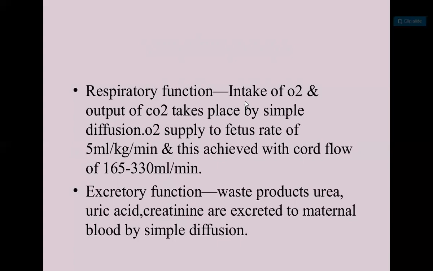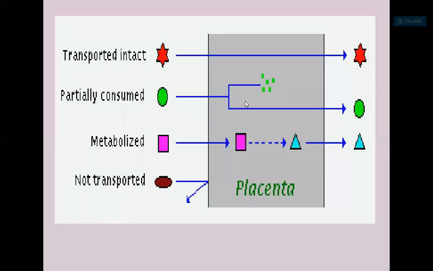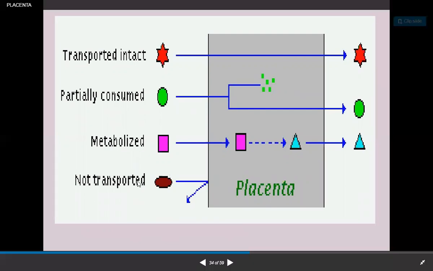And excretory function, that is, it has to remove the waste products from the body. Which waste products does it have to remove? That is blood urea, it has to remove the urea, uric acid, and creatinine, which are excreted to maternal blood by simple diffusion. Because these are the waste products. So this is transported, partially consumed, metabolized, and the non-transported fat.